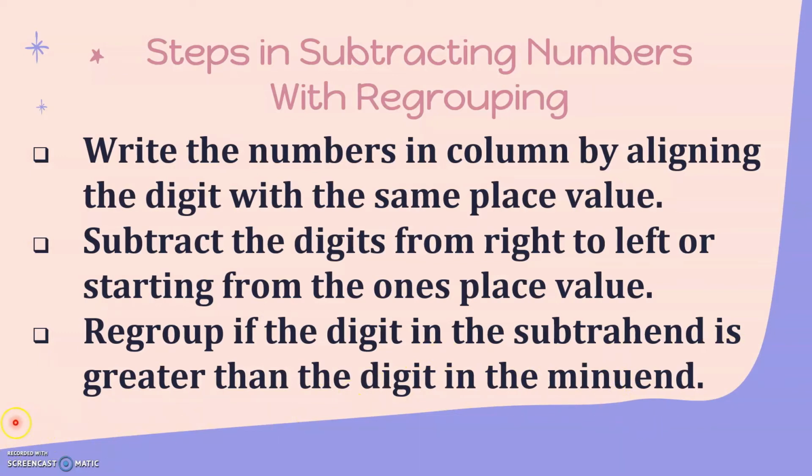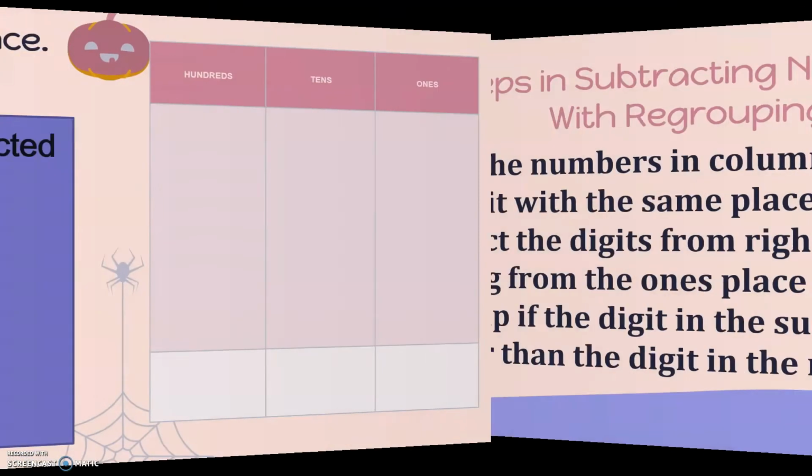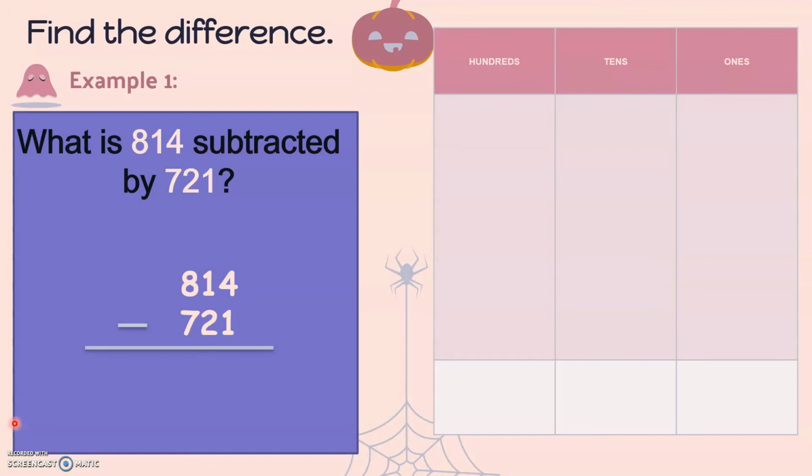Remember, we will regroup if the digit in the subtrahend is greater than the digit in the minuend. Okay? So for our better understanding, let's take a look at this example. What is 814 subtracted by 721? So here is our equation. 814 minus 721.